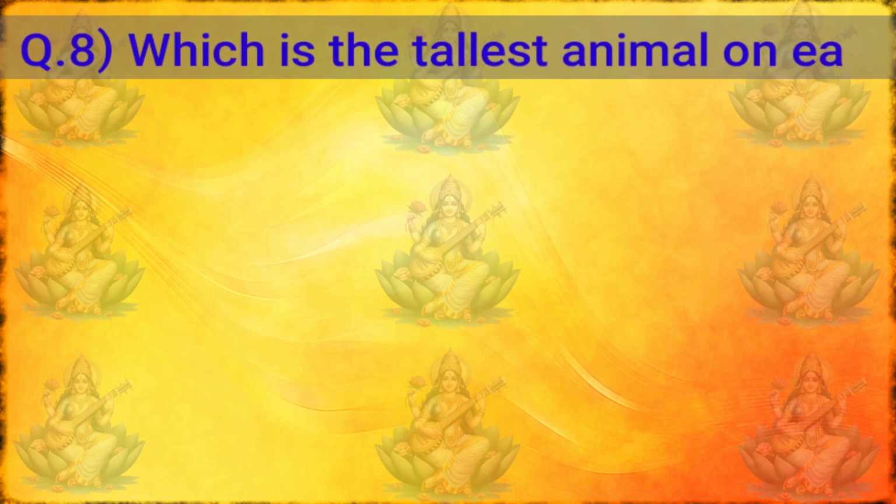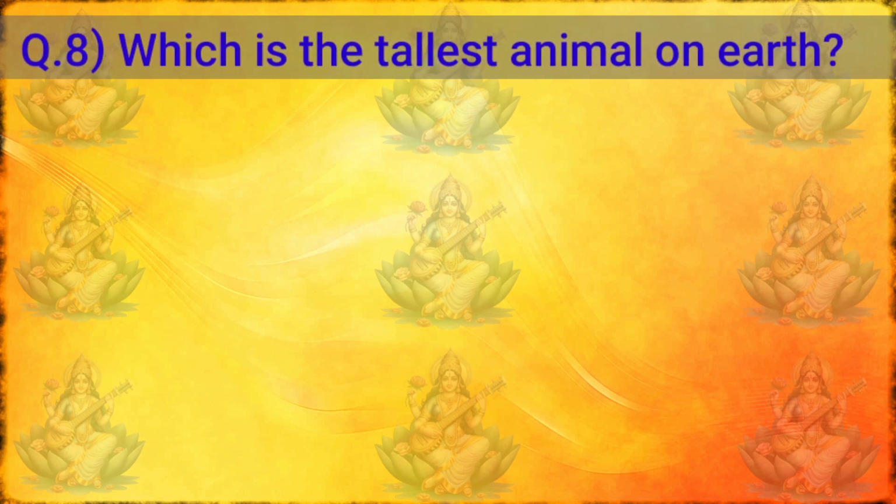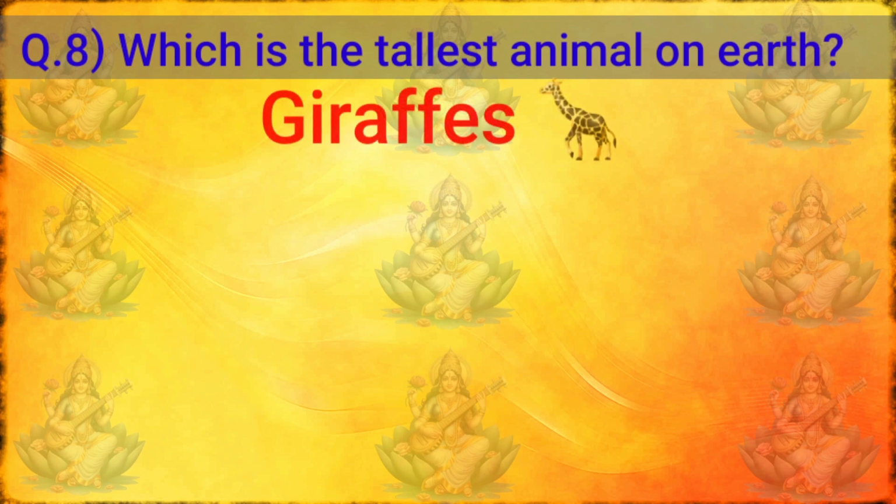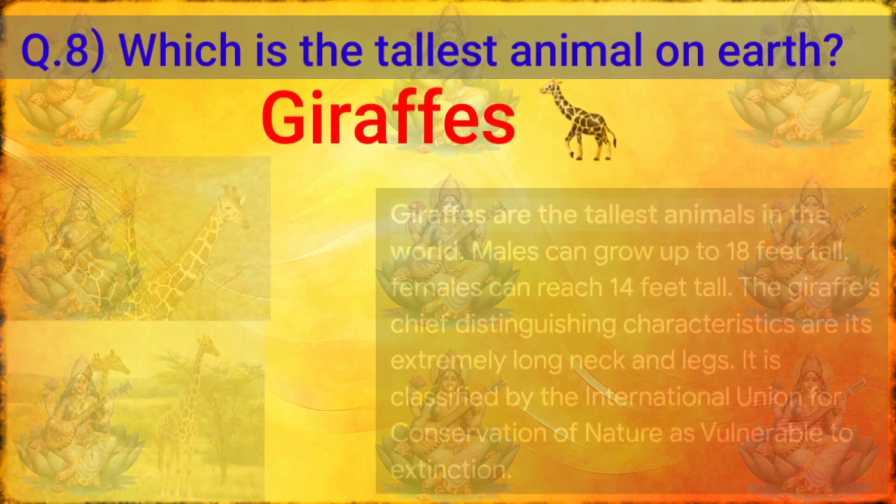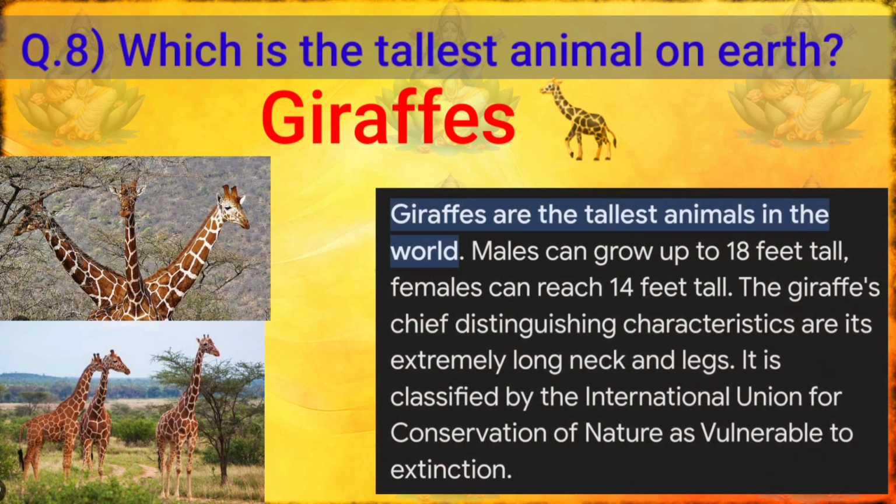The next question is, which is the tallest animal on earth? The answer is giraffe. Giraffes are the tallest animals in the world. Males can grow up to 18 feet tall, while females can reach 14 feet tall. The giraffe's chief distinguishing characteristics are its extremely long neck and legs. It is classified by the International Union for Conservation of Nature as vulnerable to extinction.